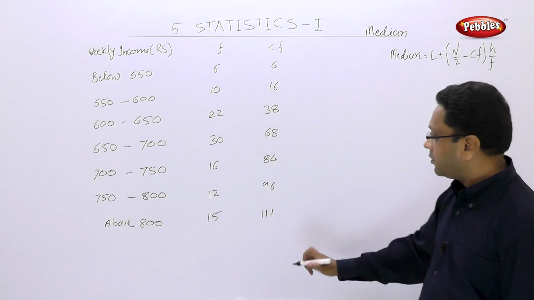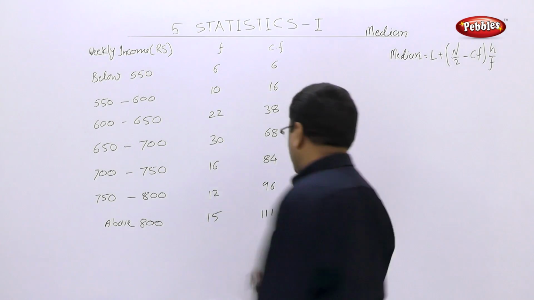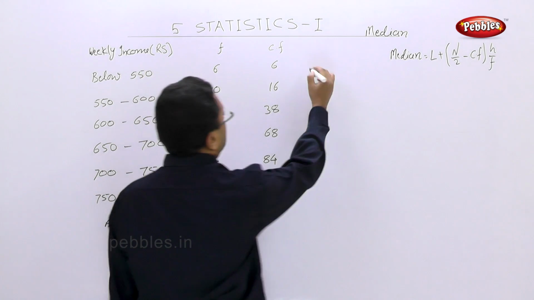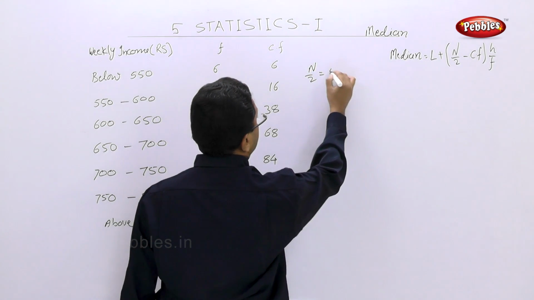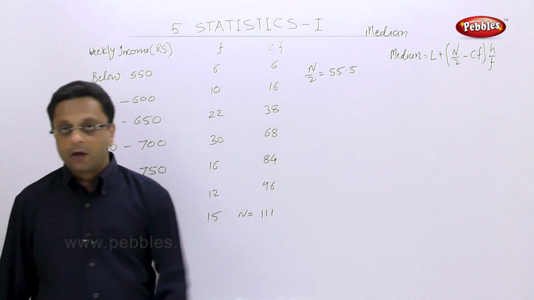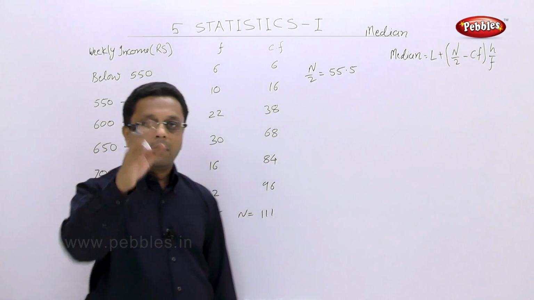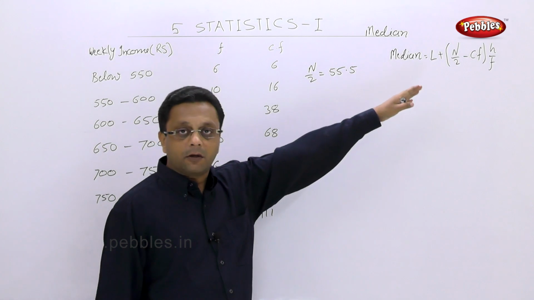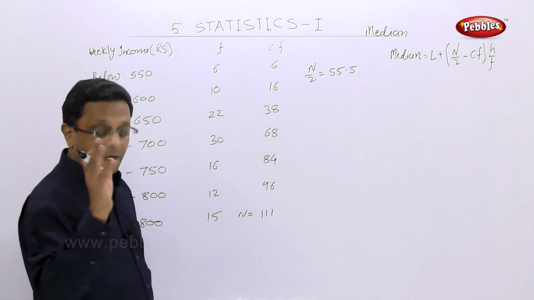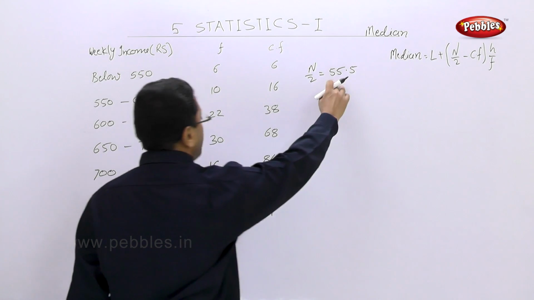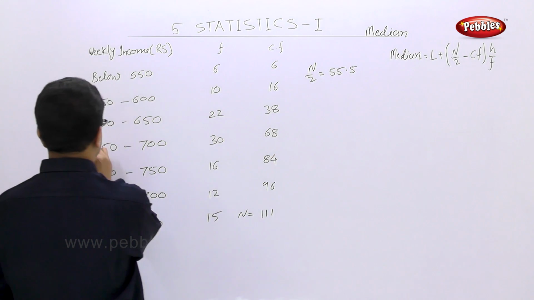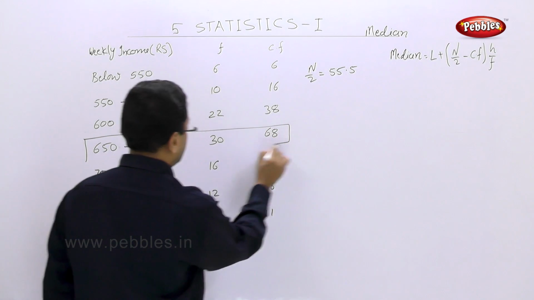Check your answers here. My N is 111. So my N by 2 is equal to 55.5. Pause your video here and write down the values of all the parameters quickly. Before that, since this is 55.5, my median class will be this.